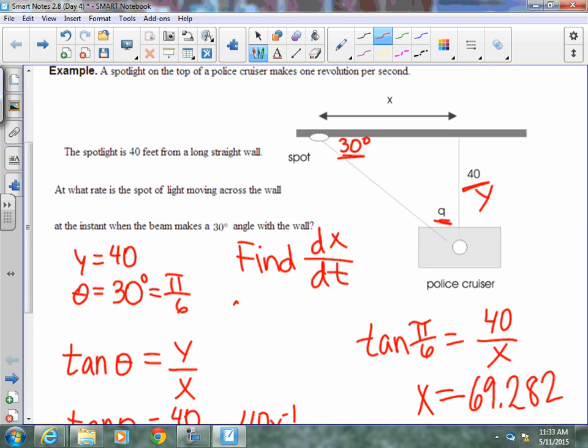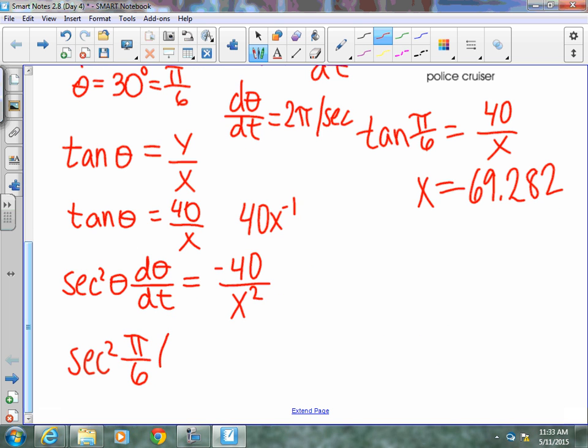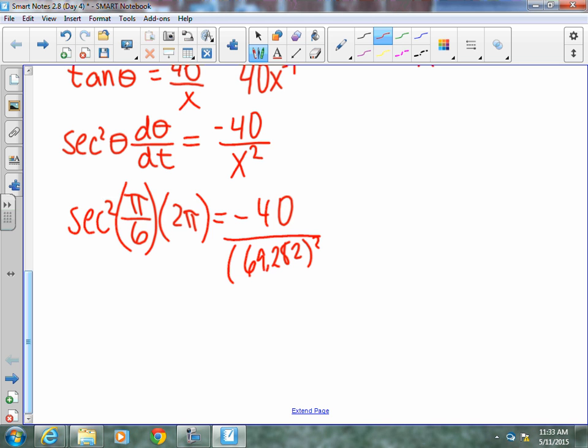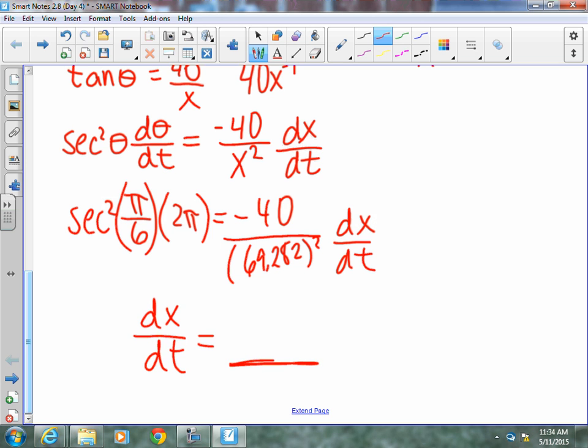So we didn't talk about this earlier, but that means that d theta dt would be 2 pi radians per second. So we get secant squared of pi over 6 times 2 pi. Keep in mind that 2 pi is not in our secant squared, and it's equal to negative 40 divided by the 69.282 squared, times dx dt. I forgot about our chain rule. So dx dt. Now, we can do what we need to solve for dx dt. Go ahead and do that. We'll talk about that answer in class tomorrow.